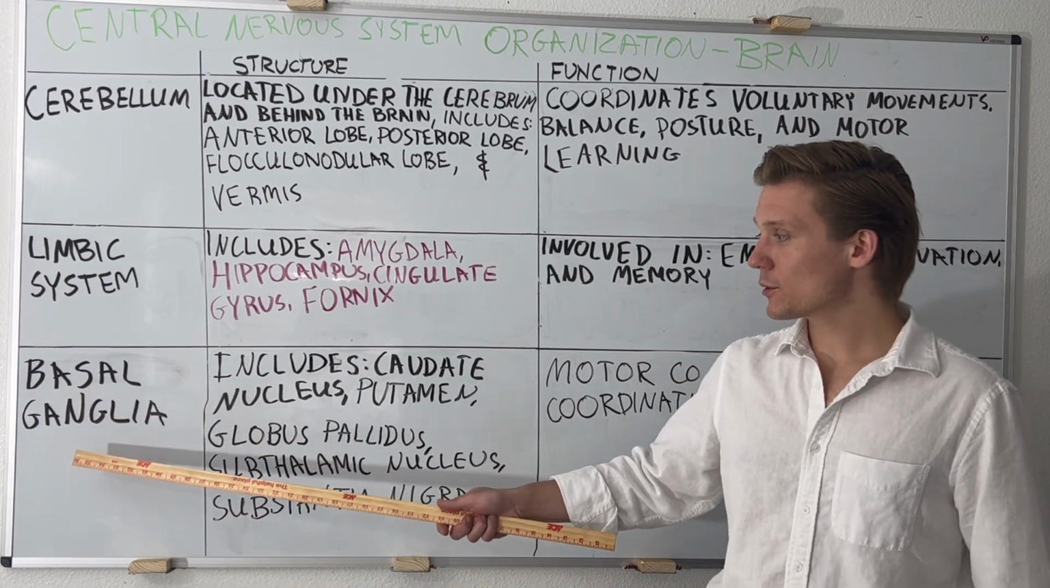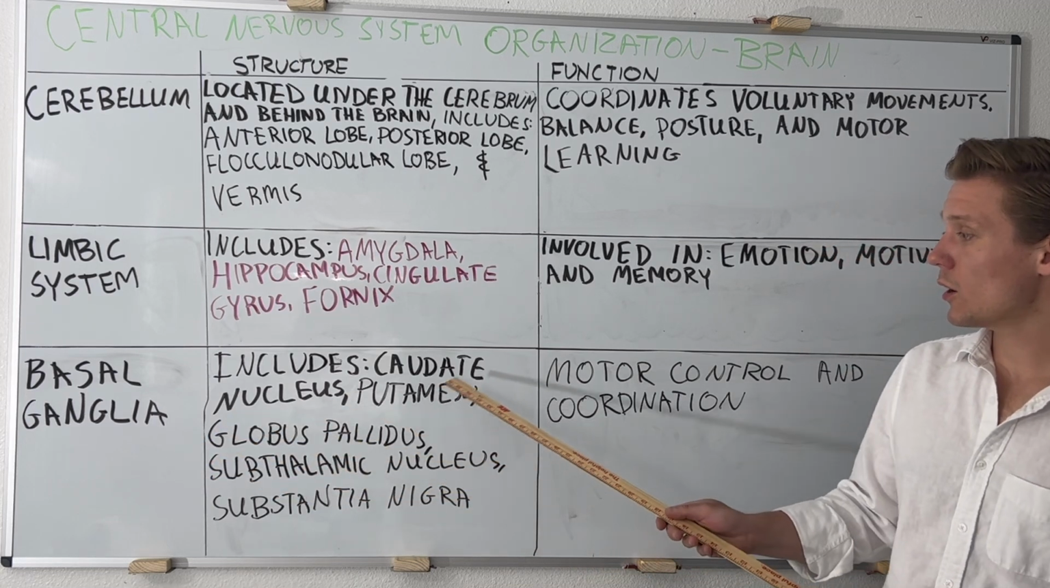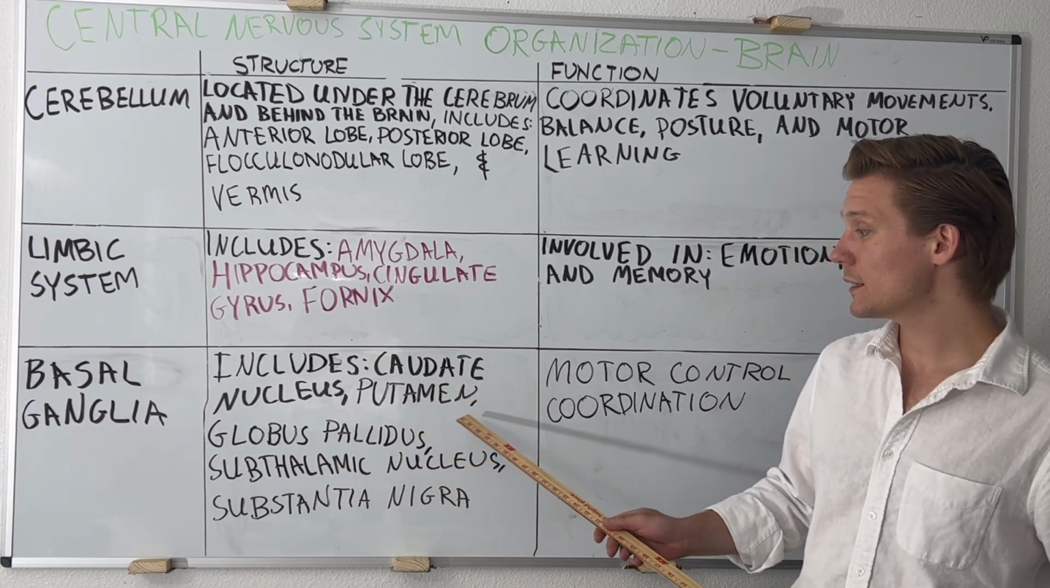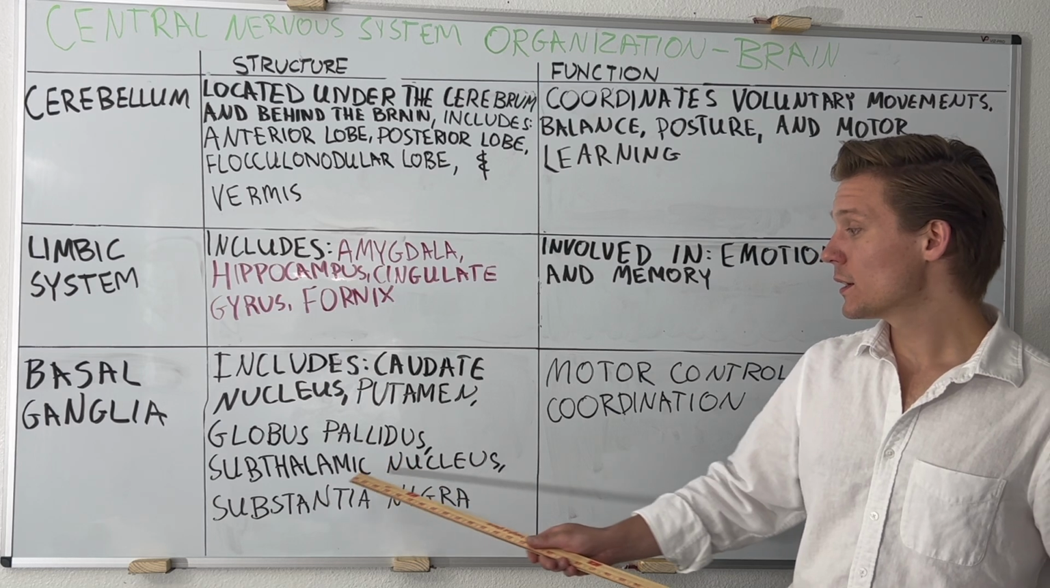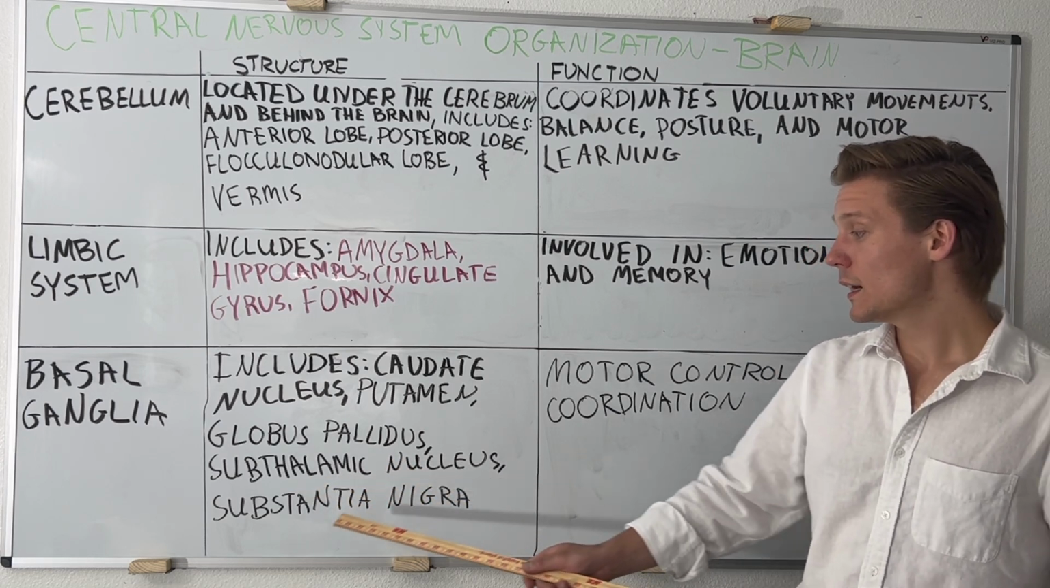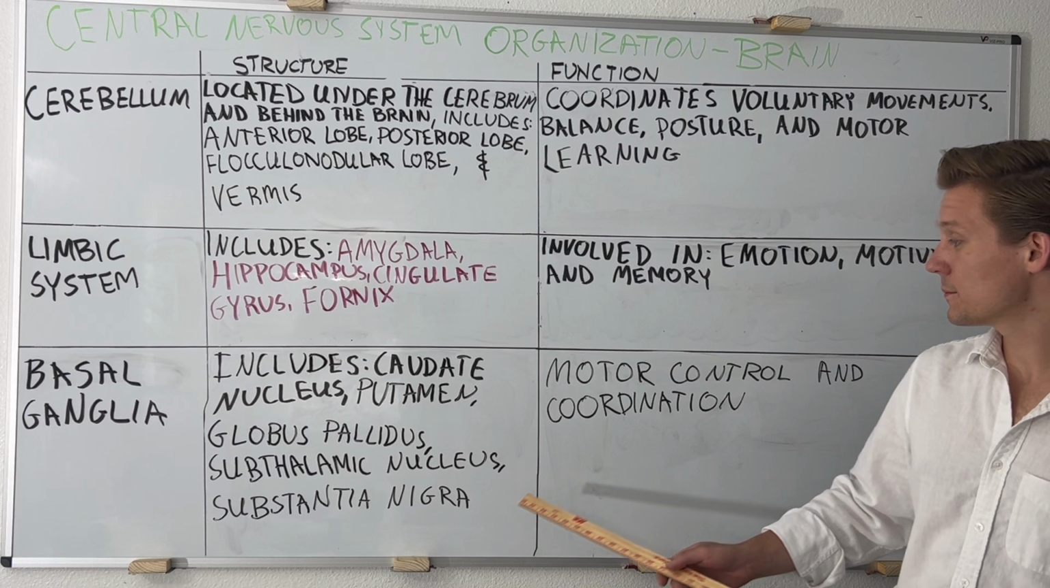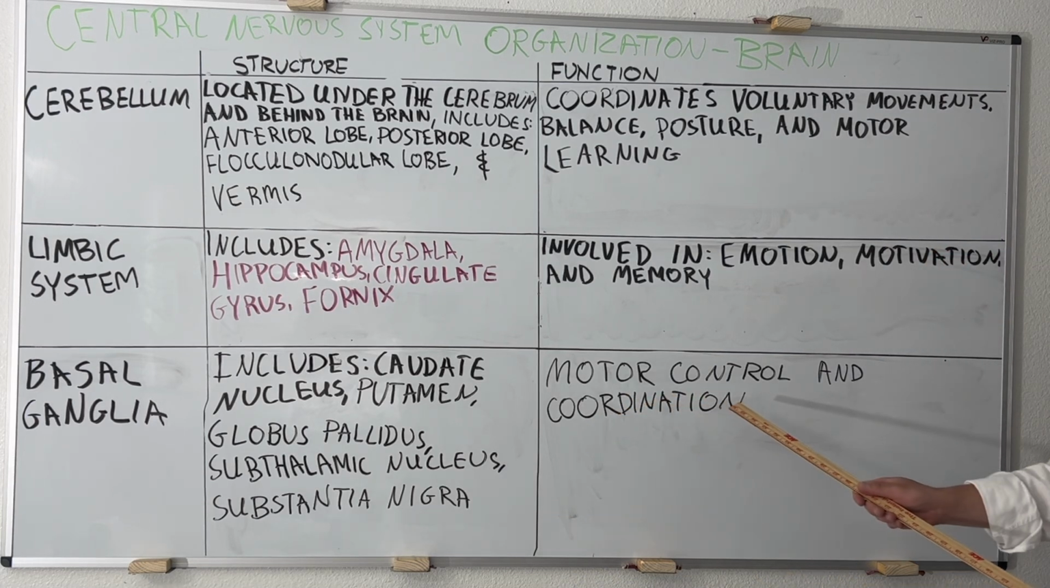Next, we have the basal ganglia, which includes the caudate nucleus, putamen, globus pallidus, subthalamic nucleus, and the substantia nigra. And it's involved in motor control and coordination.